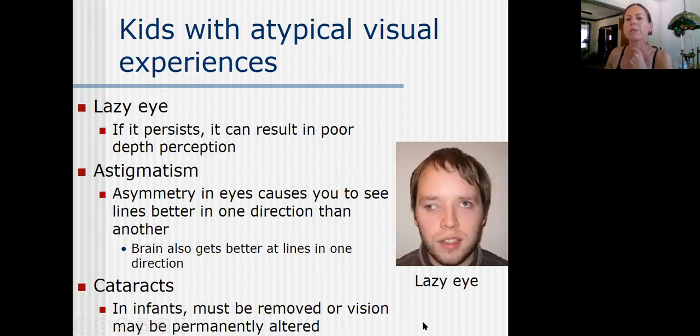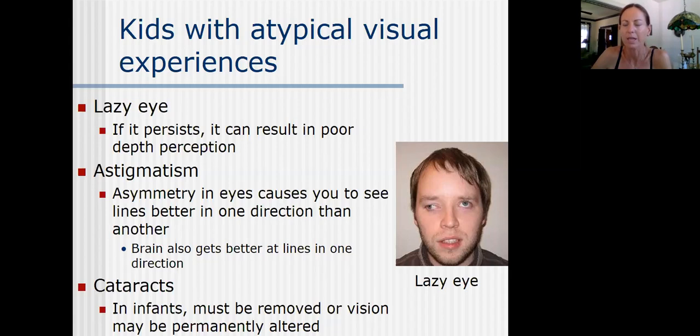I want to talk about a couple of other problems that children sometimes have. Children with atypical visual experiences, maybe they don't get the same visual experiences that other children do. And so sometimes children will have what's called a lazy eye, and you can see it there in the picture. If it does persist, you don't get good depth perception, because your ability to see depth depends on both eyes going in the same direction and seeing everything with both eyes. So again, even if you straighten out the eyes after that, the brain is still problematic if you don't do it right away. So with children, we really want to make sure we correct any visual problems right away.